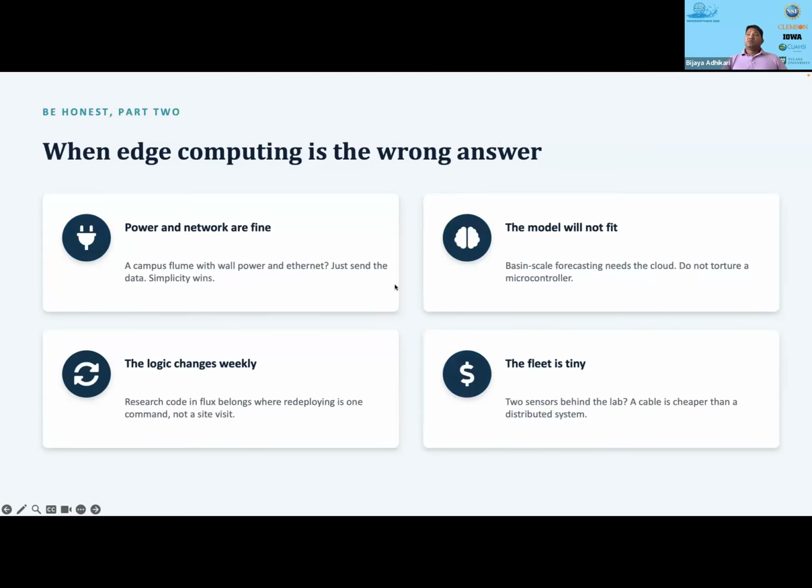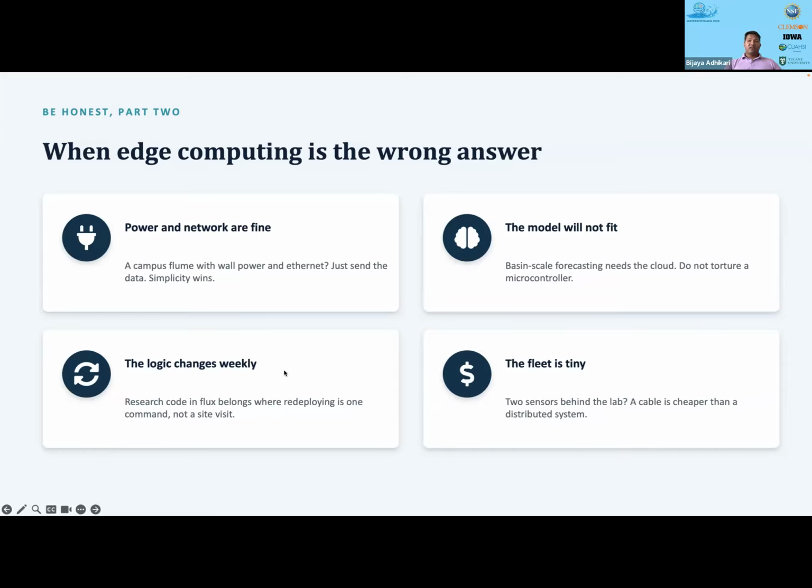So when edge computing is the wrong answer, part two. This is when power and networks are fine, so this is when things are better, don't do edge. Do something better. The model will not fit. If your computational need is big, then you cannot force it on edge computing. Do it on slightly more powerful machines.